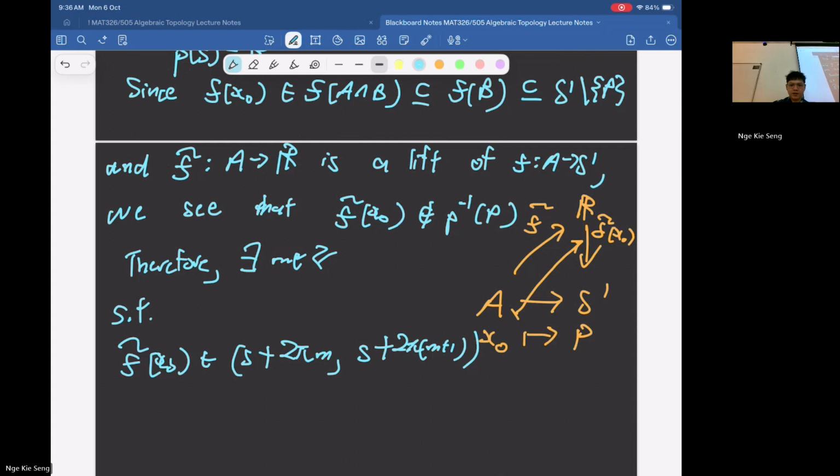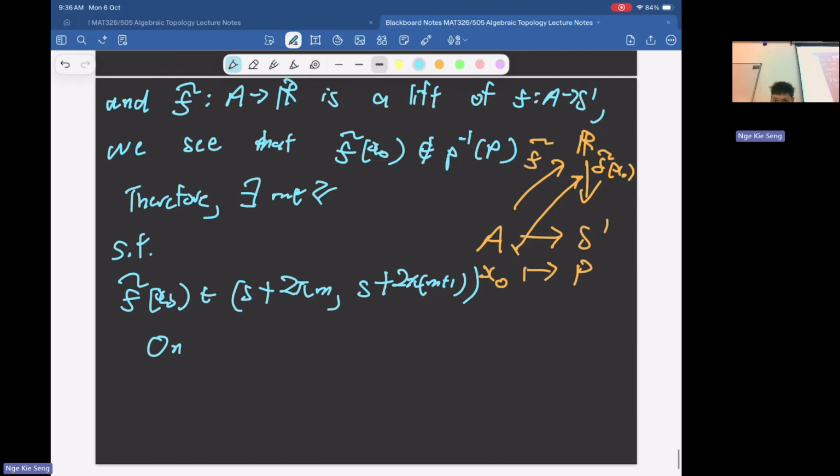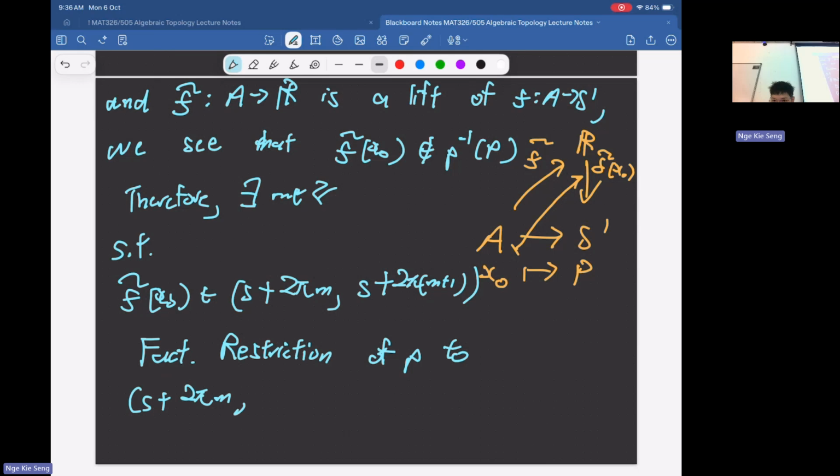Well, one easy fix is you can try and show yourself. If you restrict your projection map to this region here, it should be a homeomorphism. Okay, because, what? Because you are not coming back to the same place. So you get a bijection.